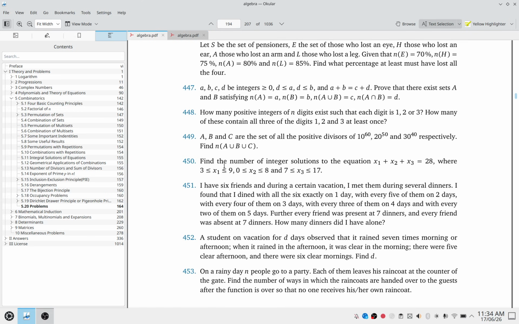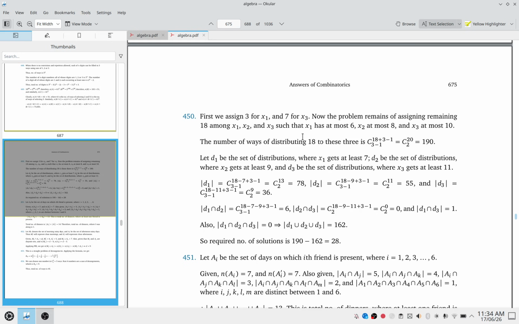Question 450 says: find the number of integer solutions to the equation x1 plus x2 plus x3 is equal to 28, where x1 lies between 3 and 9, both inclusive, x2 lies between 0 and 8, and x3 lies between 7 and 17. So this is an interesting problem. First we assign 7 for x1, because that is the lower limit, 7 for x3. Now the problem remains of assigning the remaining 18 among x1, x2 and x3 such that x1 has at most 6, x2 has at most 8, and x3 has at most 10.